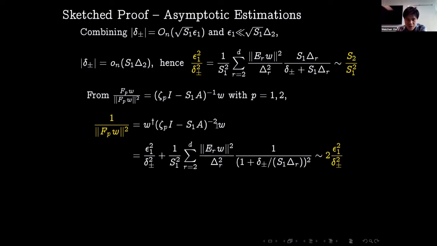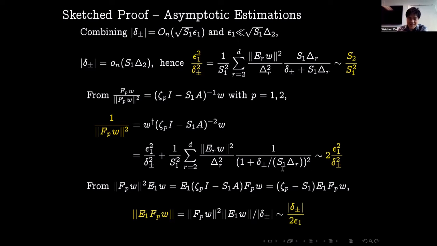And again, we use the spectral decomposition, open it up, and isolate the first term, we get epsilon 1 square over delta square. And for the remaining parts, we factor out the S1 square and delta R square. So by factoring out, we've got this tail, we've got 1 over 1 plus delta over S1 delta R squared. And again, because delta plus minus is asymptotically much smaller than S1 over S1 delta R, this whole fraction is just a constant 1. And then by the definition of S2 again, this sum is S2, and we get S2 over S1 squared. And S2 over S1 squared is just the same as epsilon 1 squared over delta squared. So we get 2 times epsilon 1 squared over delta squared. And the last term is this one.